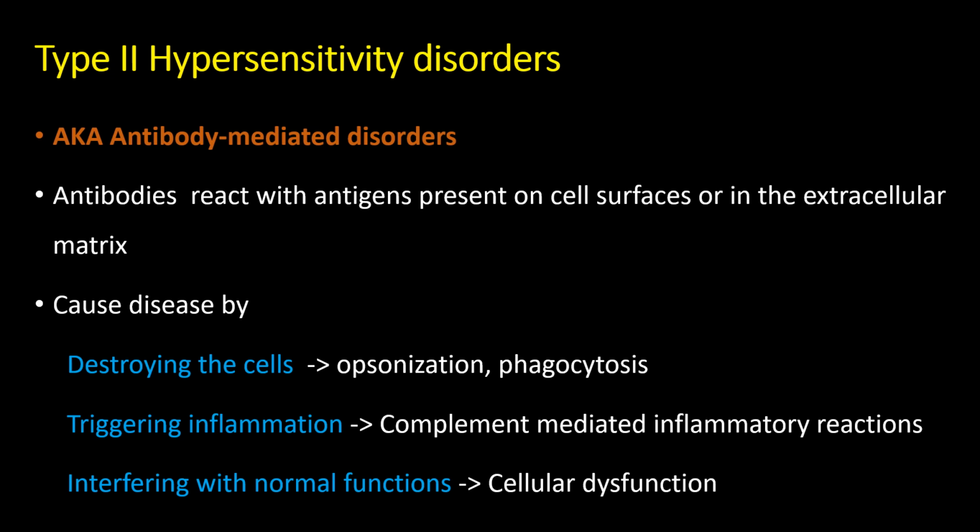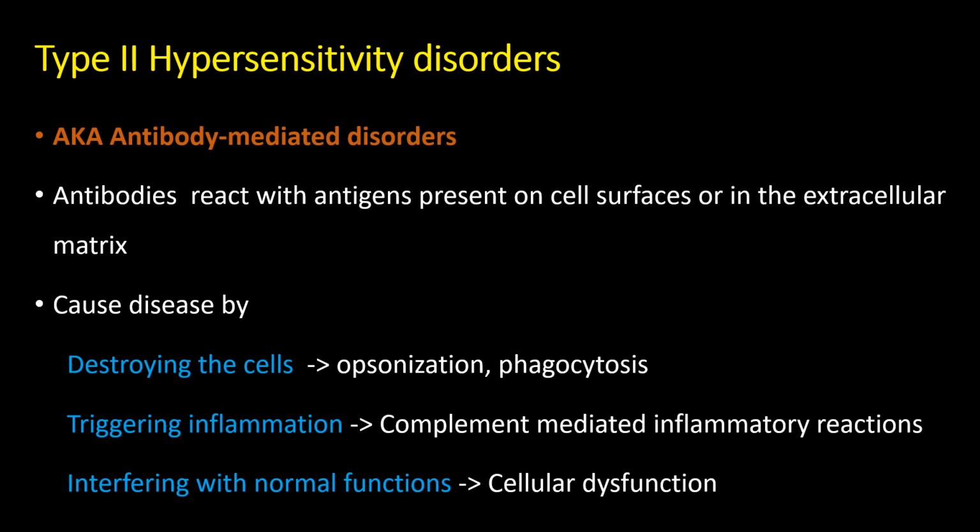Antibodies can trigger inflammation by complement mediated inflammatory reactions. Here the antigen is usually located on the extracellular matrix rather than on the surface of the cell. Once the antibody identifies an antigen located on the extracellular matrix, this combination can trigger the complement system, which leads to an inflammatory reaction. Okay, and the third mechanism is sometimes these antibodies can directly block a few substances, thereby interfering with the normal function of that system. This we can discuss later in depth.